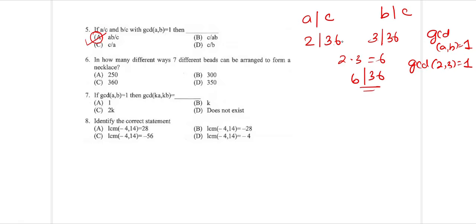C is going to be our 36. 36 divides A? No. 36 divides 6? No. 36 divides 2? No. So the perfect answer is AB divides C.